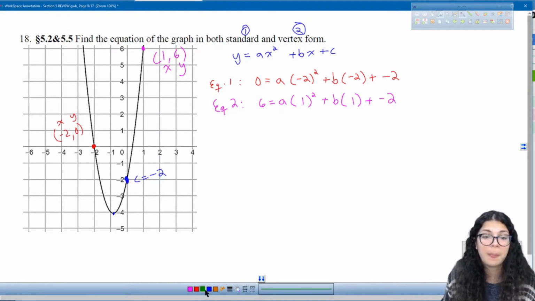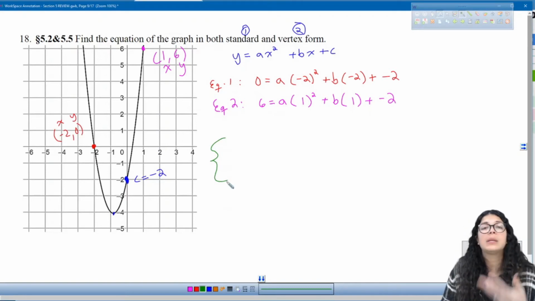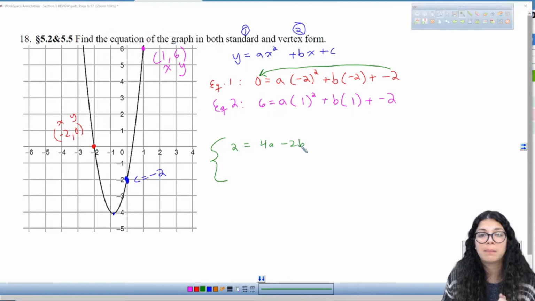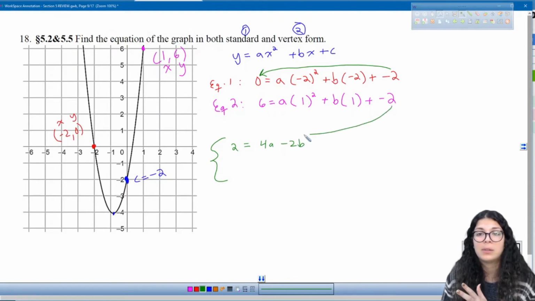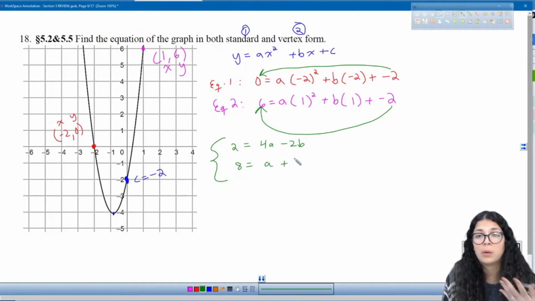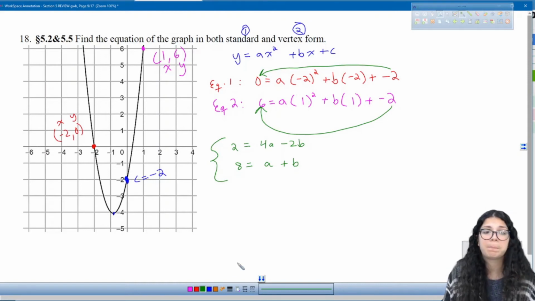Then we have to simplify. Once we simplify, that'll give us a system with 2 unknowns, and then we can solve for that. So let's go ahead and add 2 on both sides for the first equation. 0 plus 2 is 2. And then -2 squared is 4. 4 times a is 4a. -2 times b is -2b. On the second equation, let's do the same thing and add 2 just to get all the constants consolidated together. So if we add 2, 6 plus 2 is 8. 1 squared is 1, so 1 times a is just a. 1 times b is just b, so plus b.